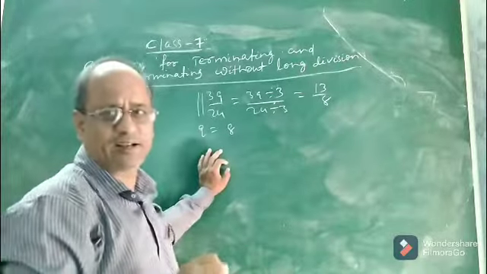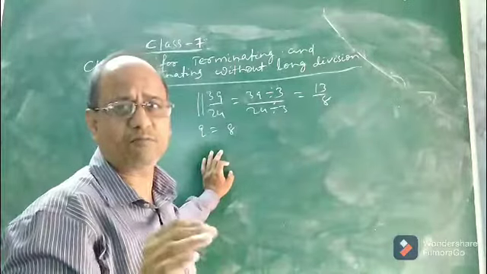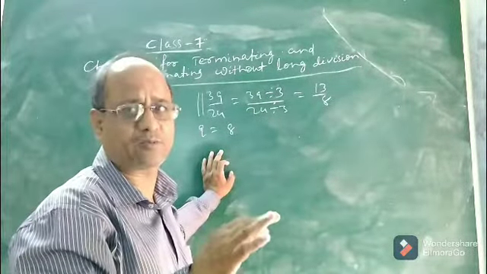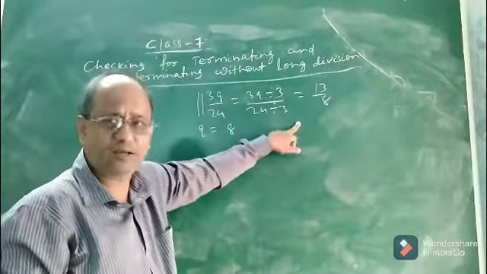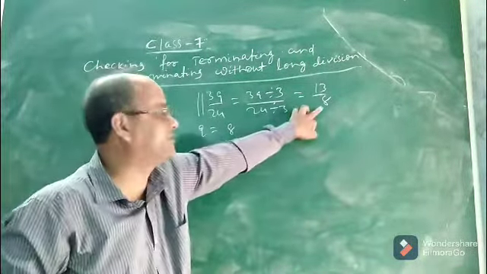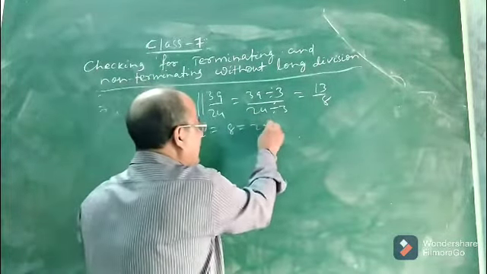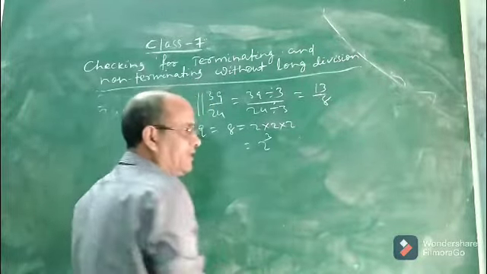So what are we doing, children? Without division, how do we check whether a rational number has a terminating decimal expansion or a non-terminating decimal expansion? That we are going to check without long division. So this is the first step. The second step is, you see, q will be equal to 8. Now you find the prime factorization of 8. It will be 2 into 2 into 2, that is 2 to the power 3. Okay?